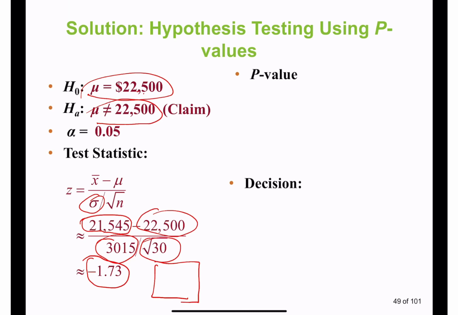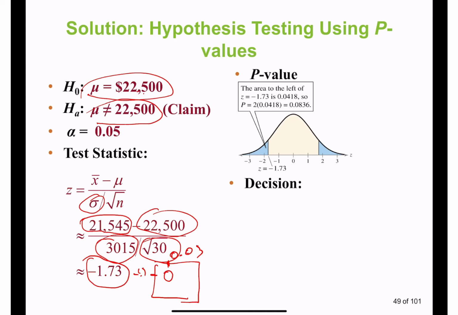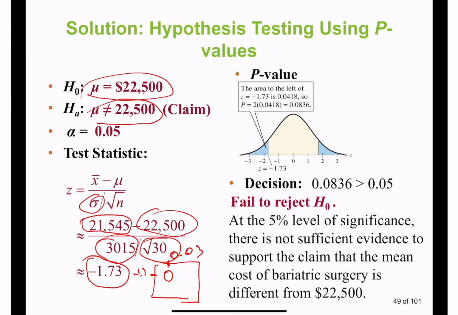Negative 1.7, and 0.03. Let's say this one, 0.03. So you will get here 0.0836. Why do we get 0.0836? Because here we have two tails. Remember, we have two tails. The one we find is for the left tail, which would be 0.0418. And to find it for two tails, you have to multiply by 2, and you will get 0.0836.